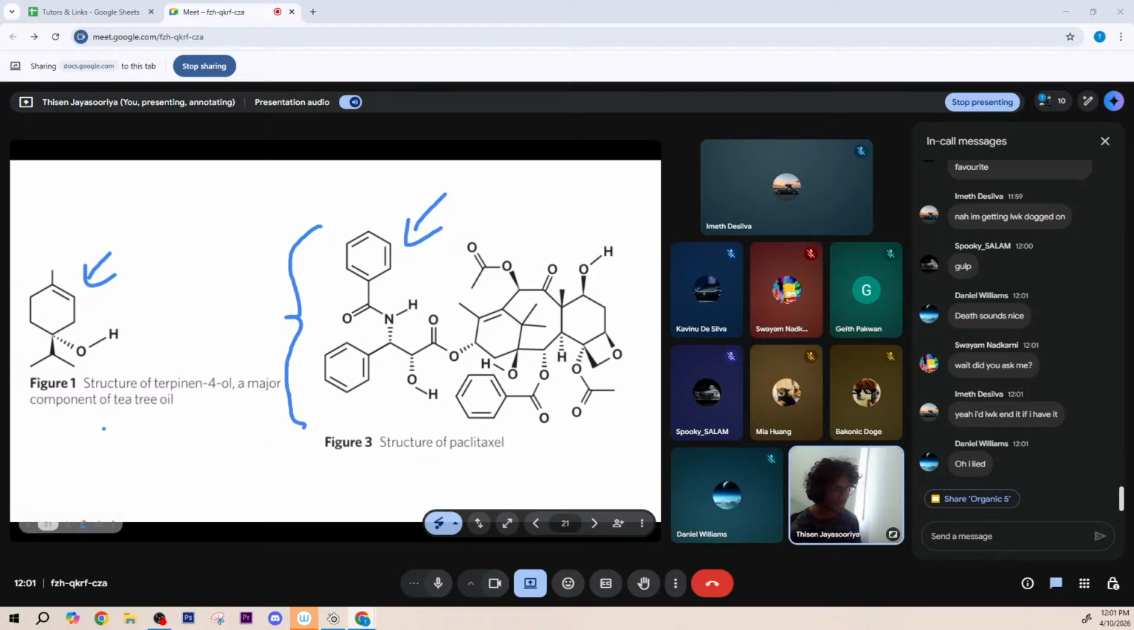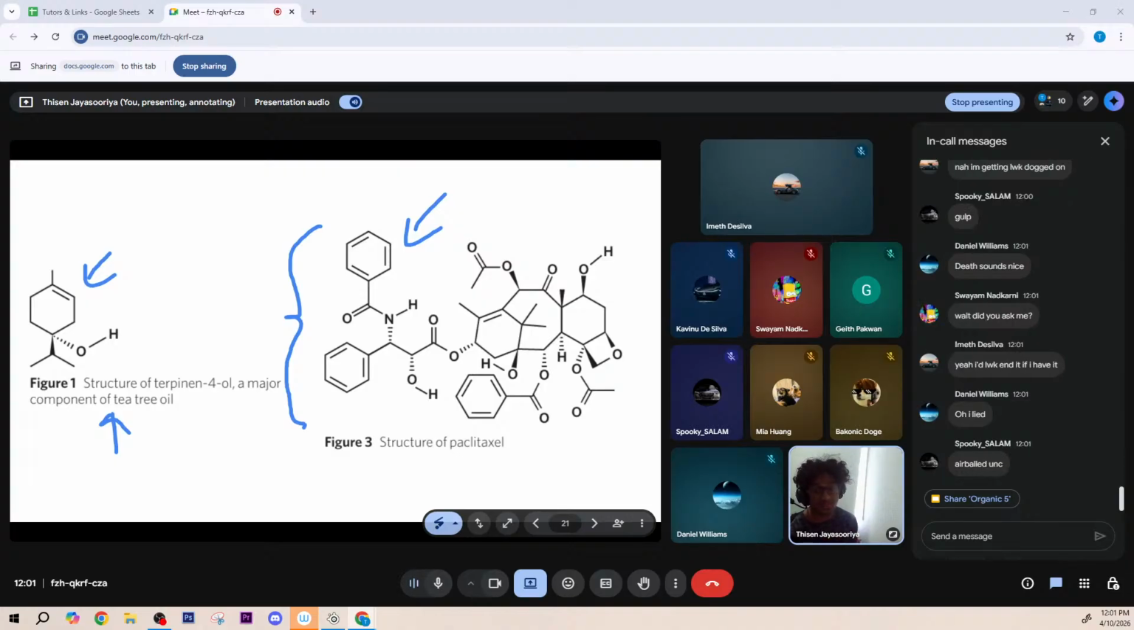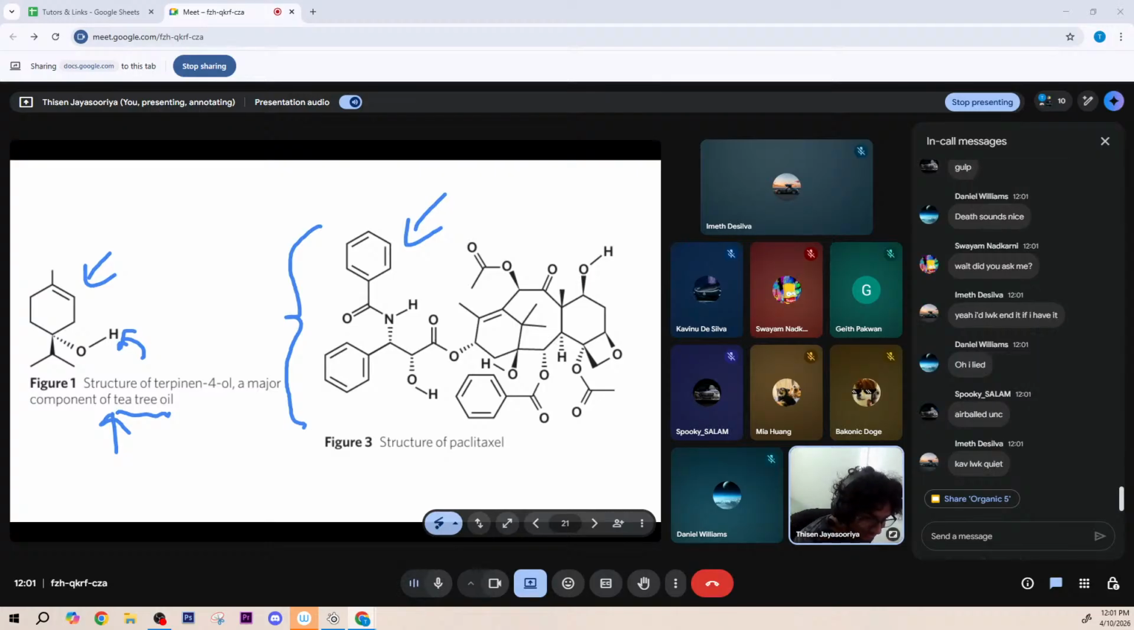I'm so sad. But essentially, the big thing that we see is that these are what some medicinal molecules or active ingredients look like. The active ingredient is basically the thing that we want to get out of it. So here in tea tree oil, the active ingredient is this, and whenever we are trying to extract tea tree oil, we're trying to extract that active ingredient. That's the thing that we want.